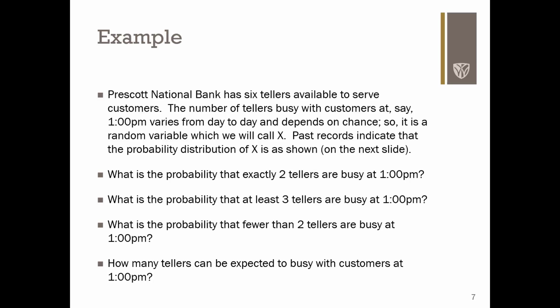If you're trying to determine what your staffing should look like, you want to know what's the probability that exactly 2 of these tellers are busy at 1 o'clock. Or at least 3 of the tellers are busy. If you know that there's a high chance that at least 3 of the tellers are busy, then you want to make sure that you have at least 3 tellers available. On the other hand, if it's not very likely of having 3 or more tellers busy, then you may want to allow some of those tellers to take their lunch break at 1 o'clock.